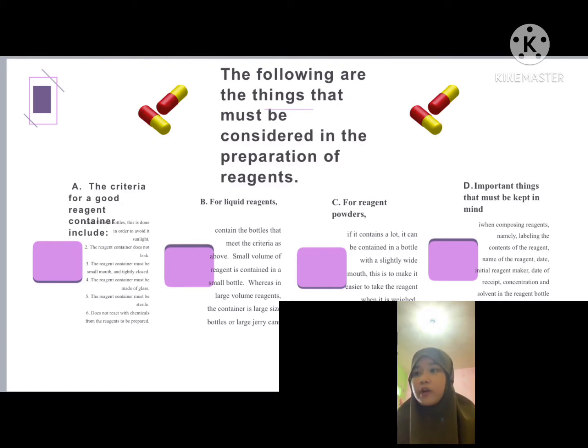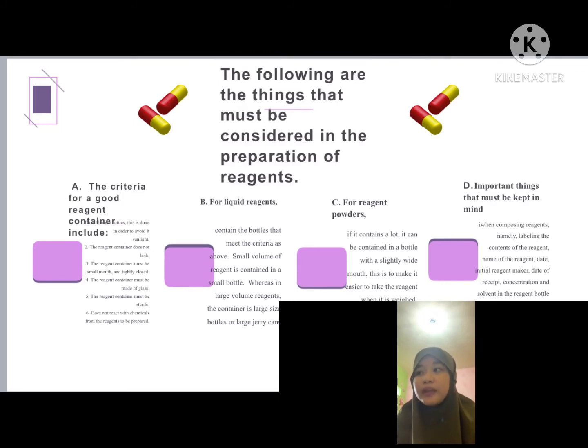B. For liquid reagents, use bottles that meet the criteria above. A small volume of reagent is contained in a small bottle, whereas for a large volume of reagent, the container is a large bottle or large carboy. C. For powder reagents, if there is a lot, they can be contained in a bottle with a slightly wide mouth. This is to make it easy to take the reagent when it is weighed.